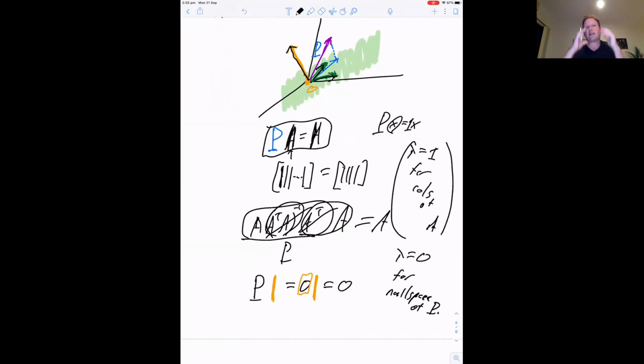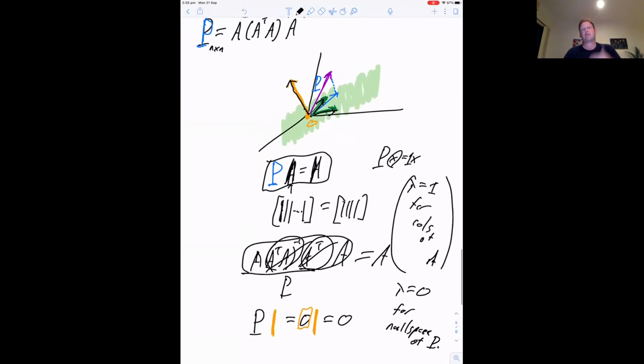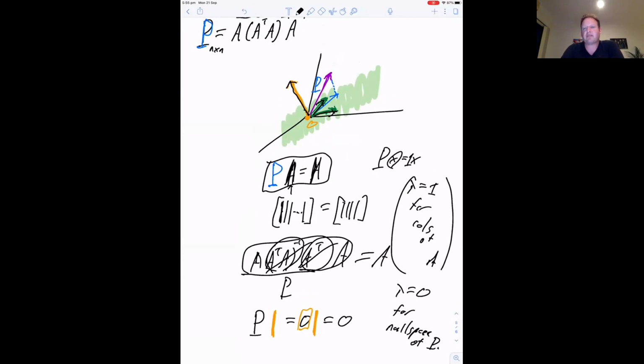So that's just a conceptual exercise connecting projection matrices with eigenvalues and eigenvectors. Maybe we'll play with this just after the break.